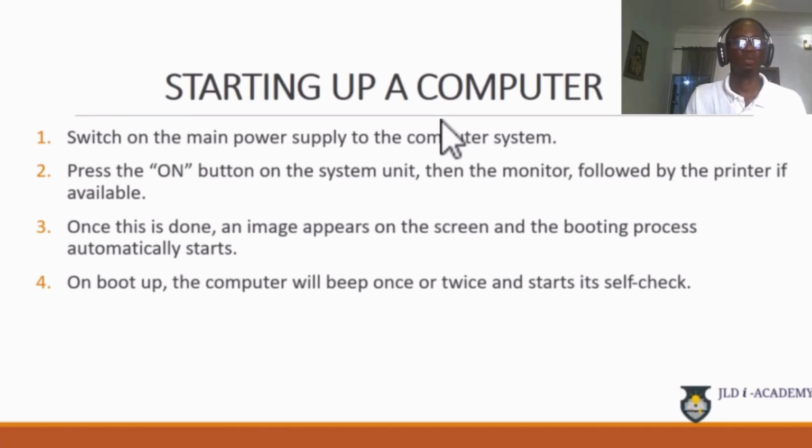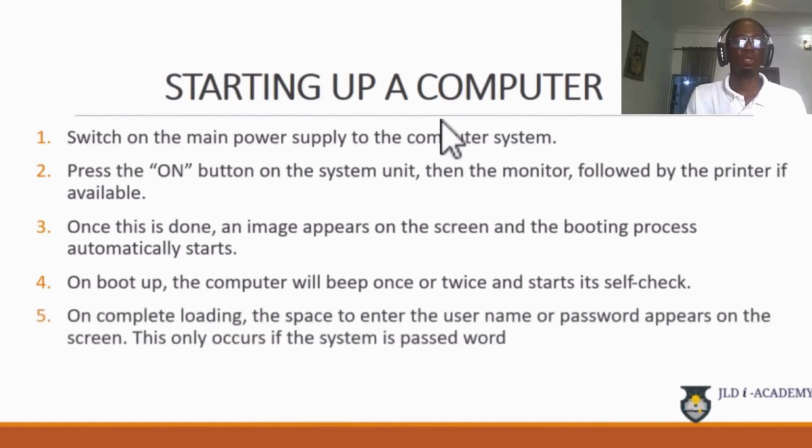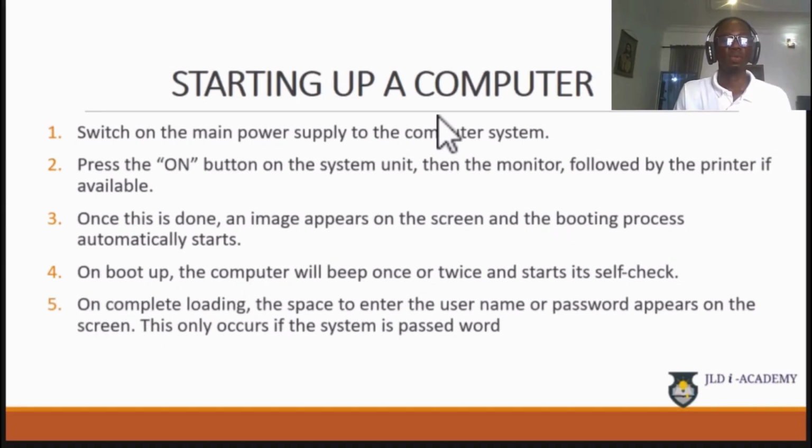Like I said, it happens mostly for laptop and desktop computers. So basically, on boot up, it does what is called a self-check. It checks all the peripherals inside the system unit to see if they are seated and present. If everything is working well and seated well, then it proceeds to the next step, which is complete loading. The space to enter the username or password appears on the screen.